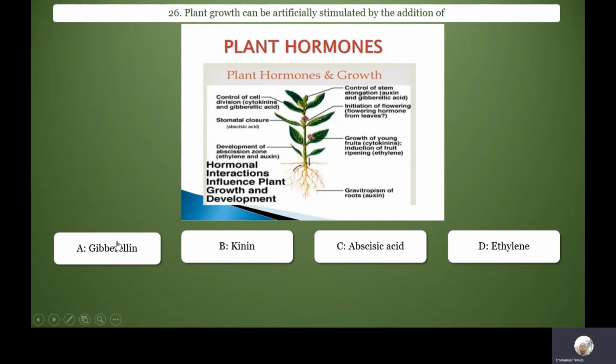Plant growth can be artificially stimulated by the addition of A, gibberellins. Gibberellins are plant hormones that stimulate growth. They are growth promoters. Another growth promoter is auxin. They cause the cells to elongate and increase in size. So gibberellin is the correct answer here, option A.